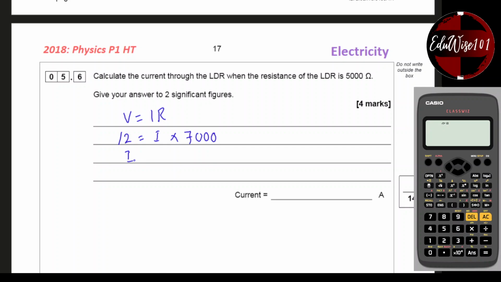So I equals 12 divided by 7000. That gives me 0.0017 recurring. So 0.0017 would be the answer.